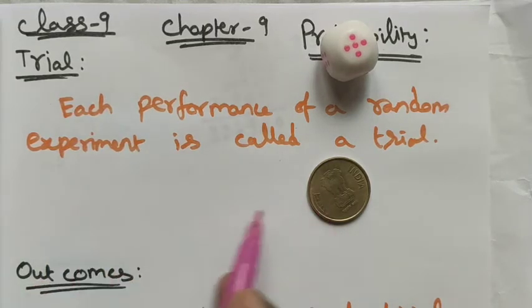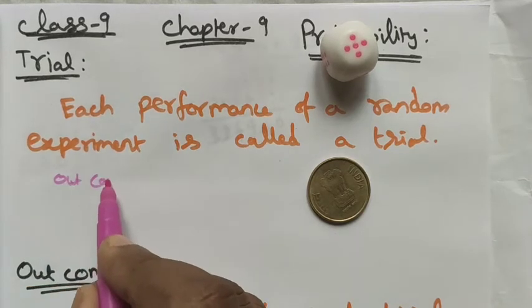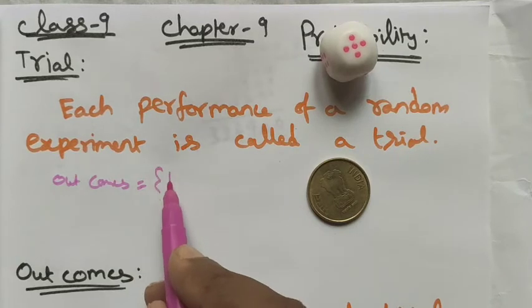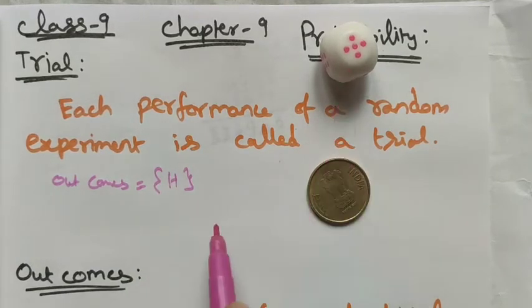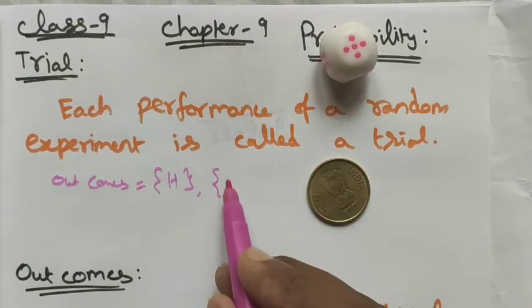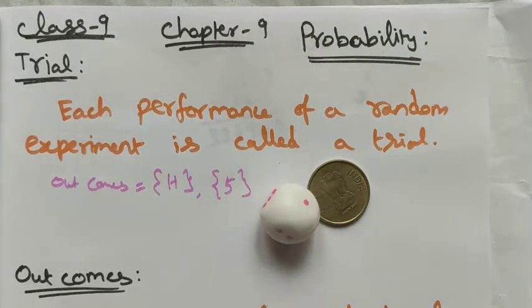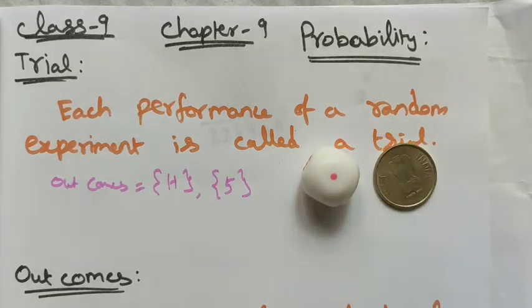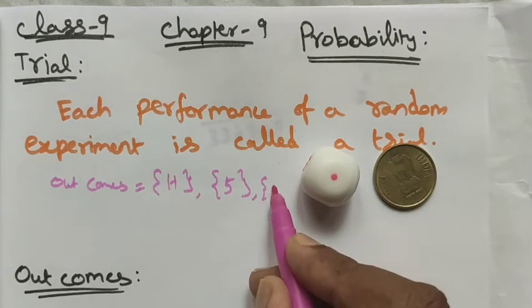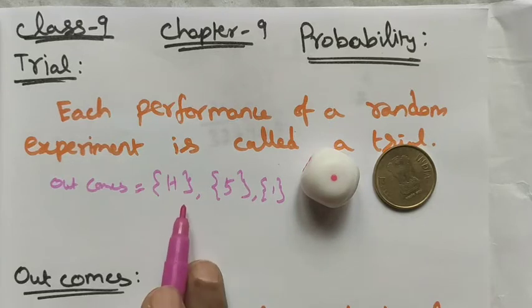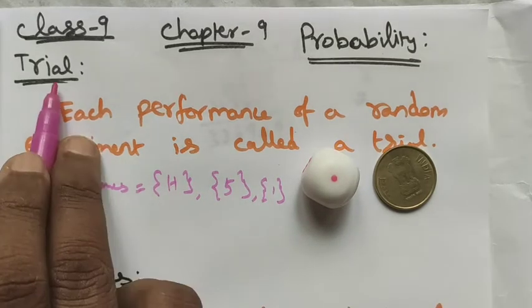Here, the outcomes: we call this a trial. Here we get the head, so head is the outcome. In dice, the outcome is number 5. Again I throw the dice, and we get the number 1. So for each trial, each experiment, we get different numbers. These outcomes are called trials.